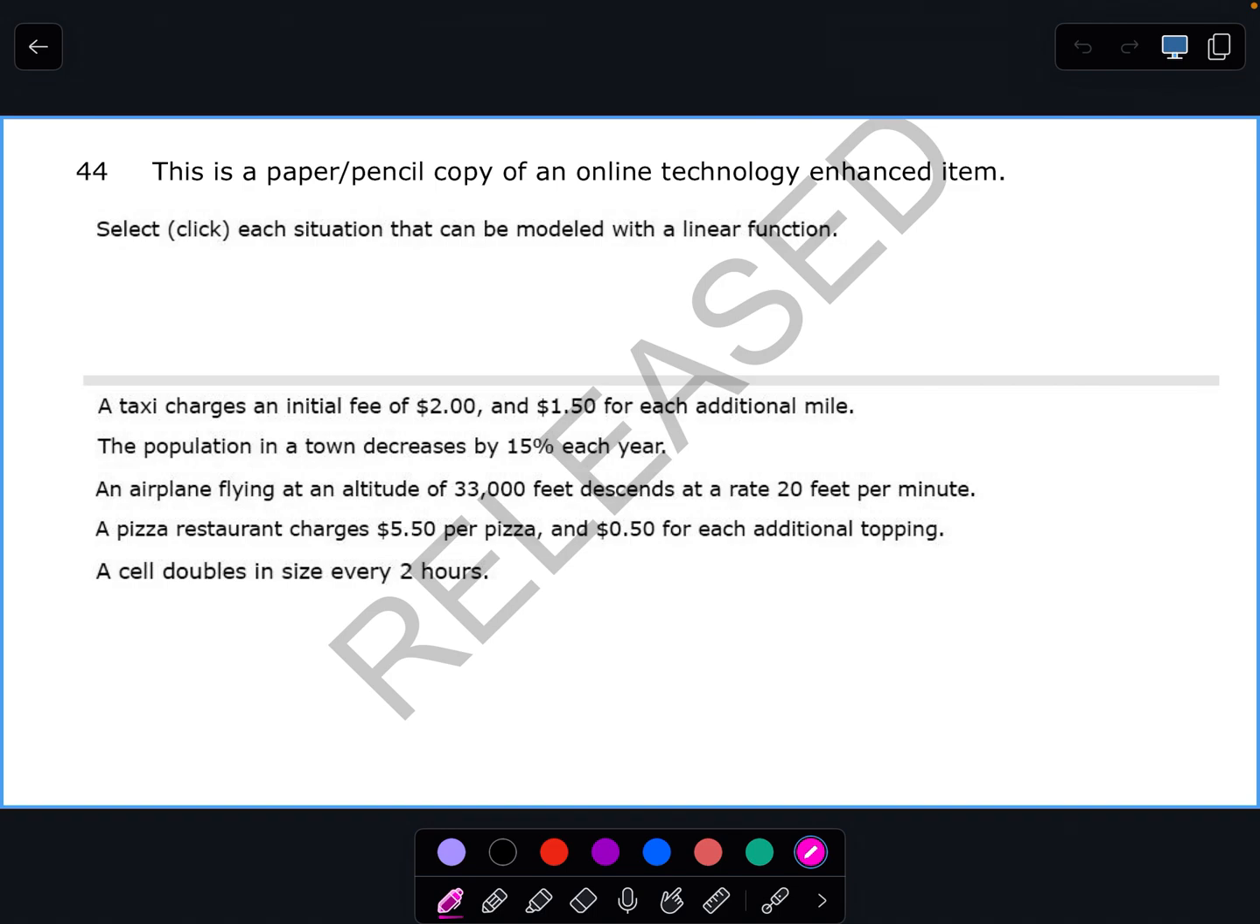If this was an online question, you would probably just select by clicking each statement that can be modeled with a linear function. So the keyword here is that we're looking for the situations that can model a linear function. Remember, with a linear function, we need to have a starting amount and then a constant rate of change. M would be that constant rate of change, and B would be that initial amount, also known as the y-intercept.